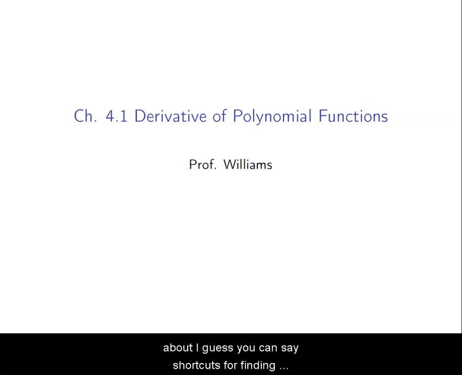So chapter 4 is all about, I guess you could say, shortcuts for finding derivatives. Previously we've been finding derivatives by using limits, using the difference quotient as h goes to 0. What we'll notice is that we can find some shortcut rules for finding derivatives for certain functions and certain combinations of functions. So this is our first section on that, derivatives of polynomial functions.